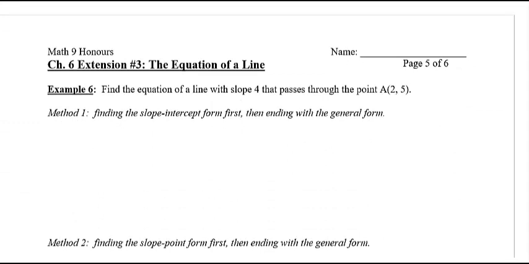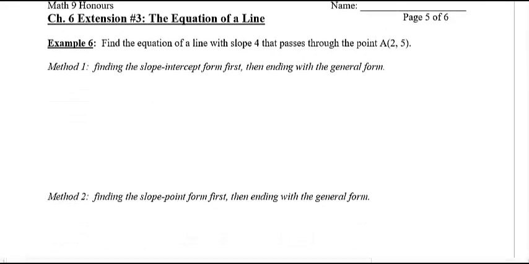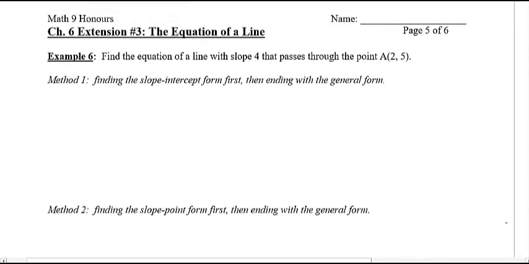Alright, so example number 6 here, I'm going to ask you to find the equation of a line with slope equal to 4, and then passing through this point. I did describe this thing called general form, which I haven't actually shown you yet, but I will quickly talk to you about it. It's not that big a deal because most people don't really like it, but I'll show it to you anyways.